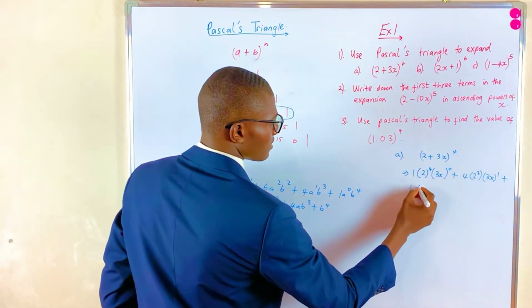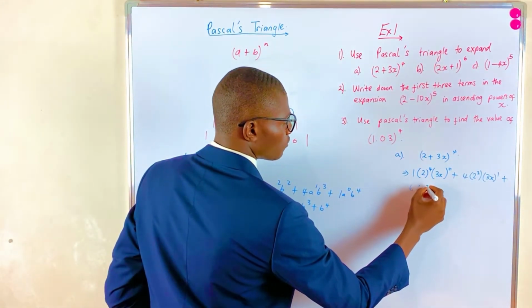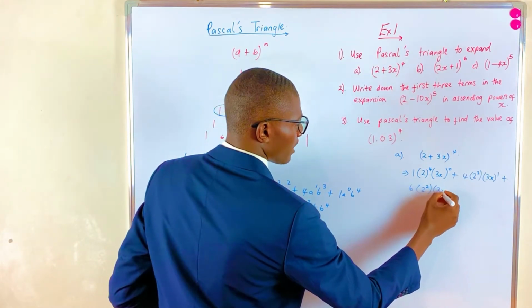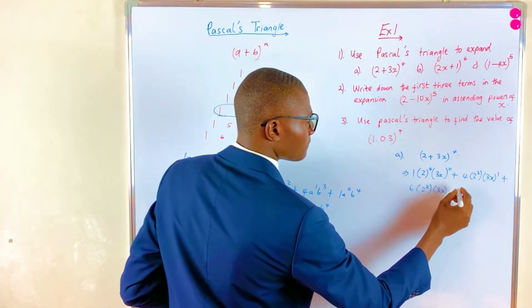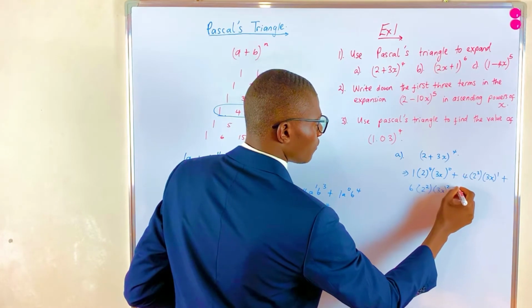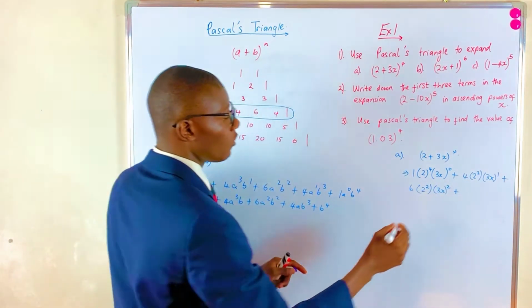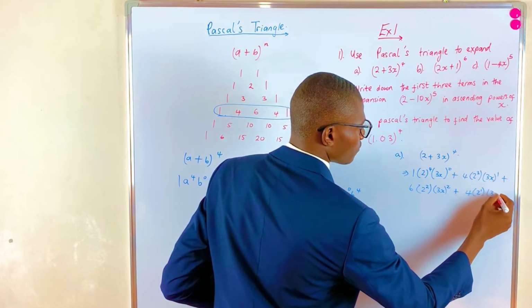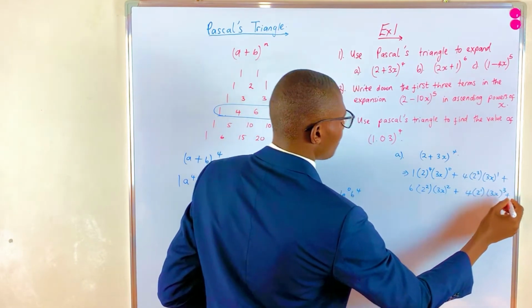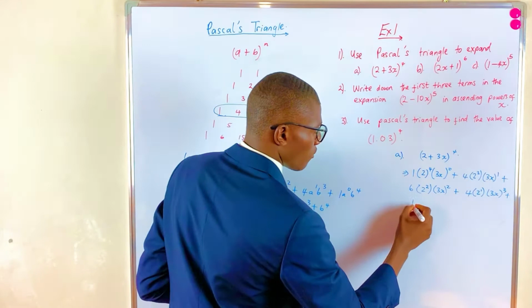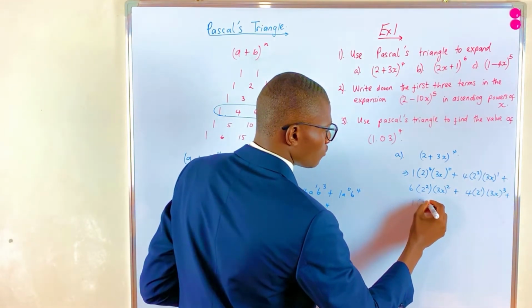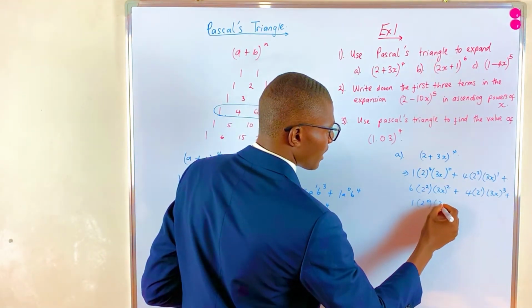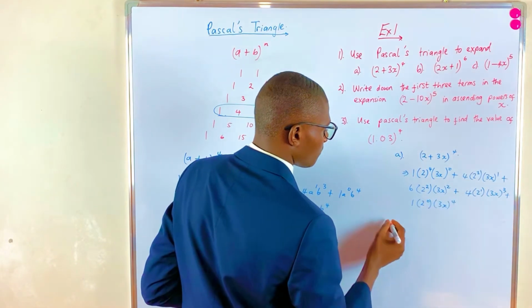Then plus 6, so we now have a 6, 2^2, and (3x)^2 as well. Then plus a 4, so 4 times 2^1, (3x)^3, and then plus a 1. 1 times 2^0, (3x)^4, right?